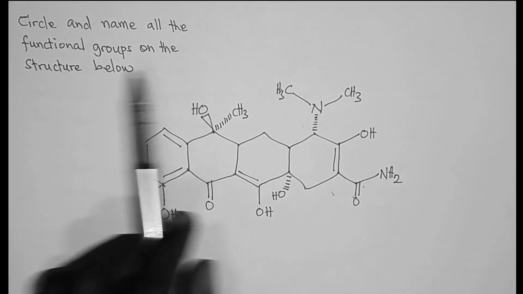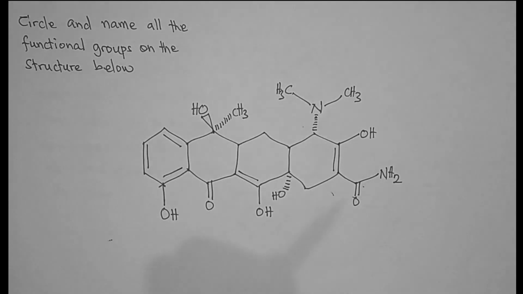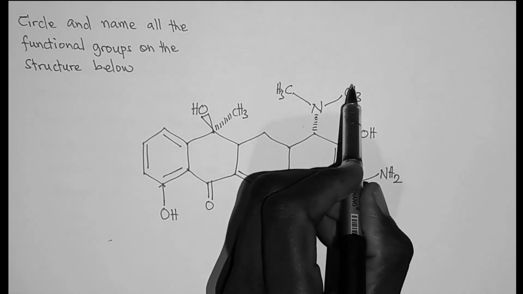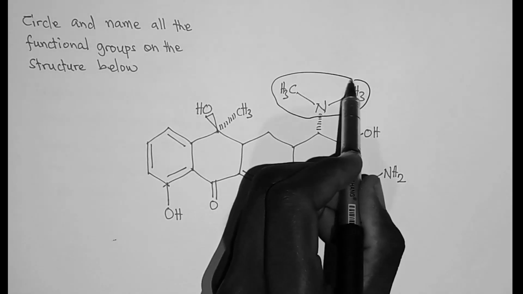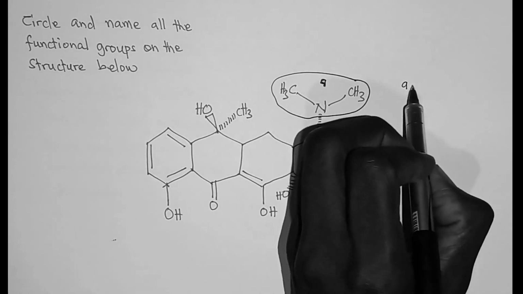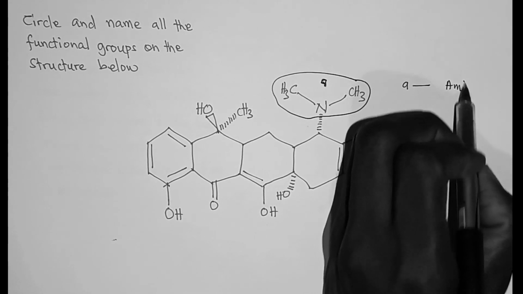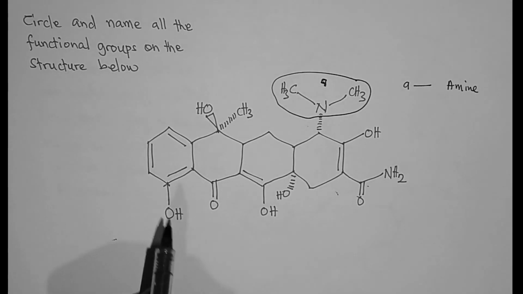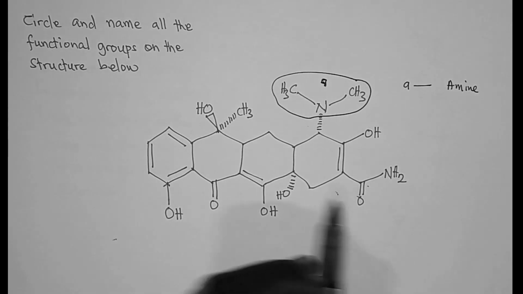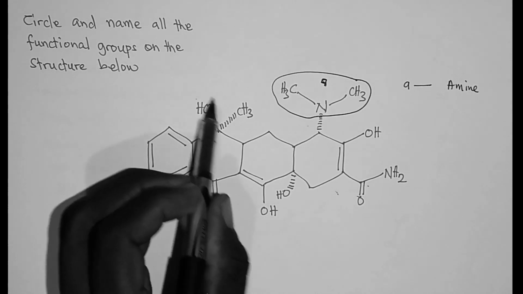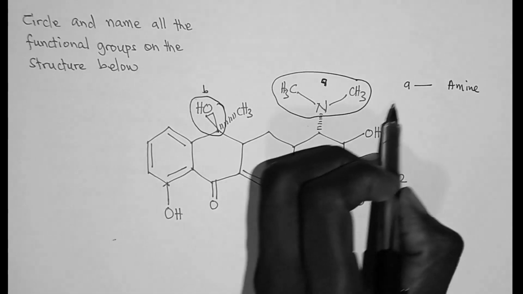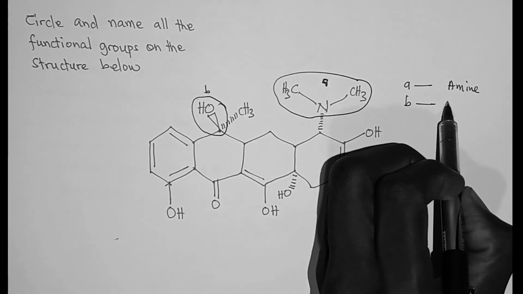Circle and name all the functional groups on the structure below. So let's try and see if we can find some. Nitrogen that is bonded to carbons. So you can see that. So let's denote that as A. A is an amine group. So this is an amine. And you can see an OH. Here you can see a carbon that is bonded to an OH group. So let's say that is B. And B is an alcohol.